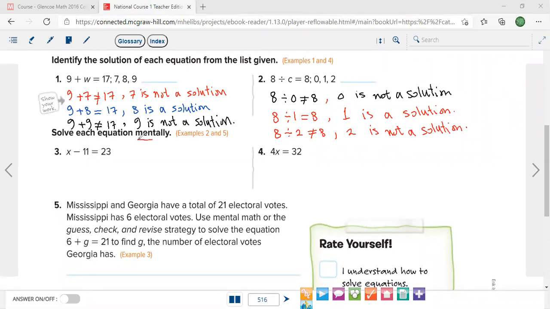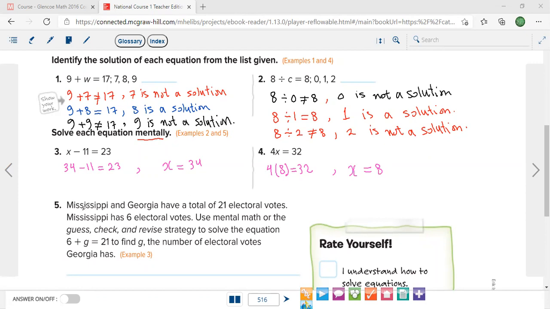Now solve mentally. This is what you all like, I think, because you can find mentally what number minus 11 will give you 23. Of course, it will be 34. So you are going to say 34 minus 11 equals 23. So x equals 34. Here also 4x equals 32. We know that 4 multiplied by 8 equals 32. So the variable x equals 8.